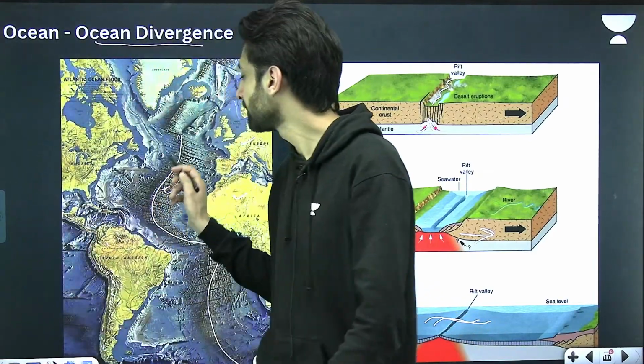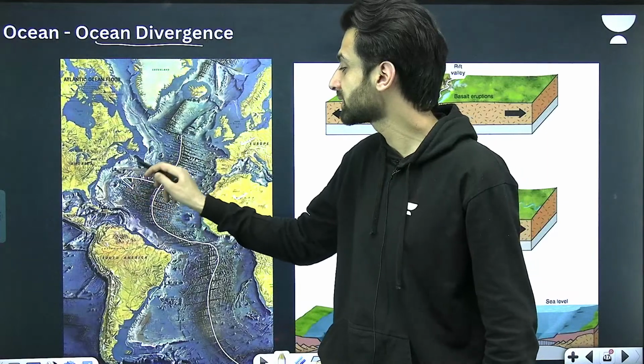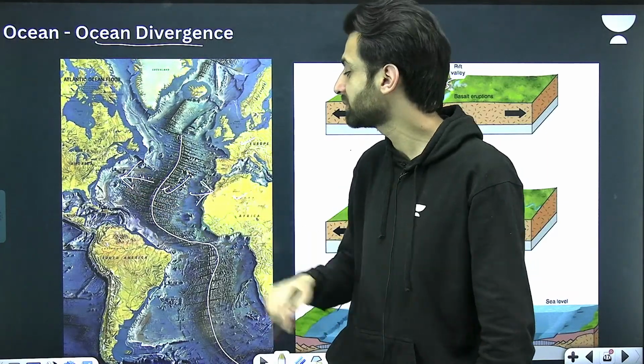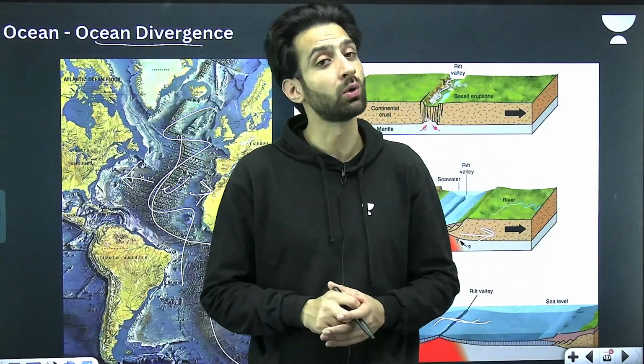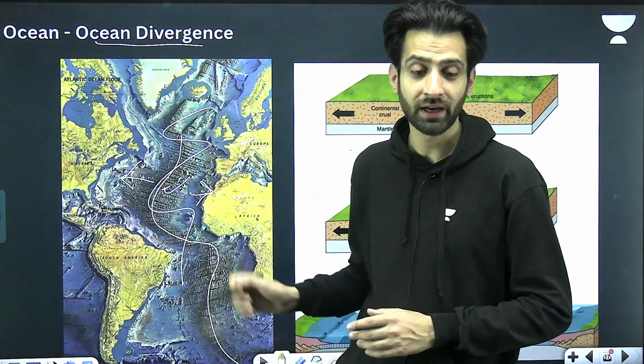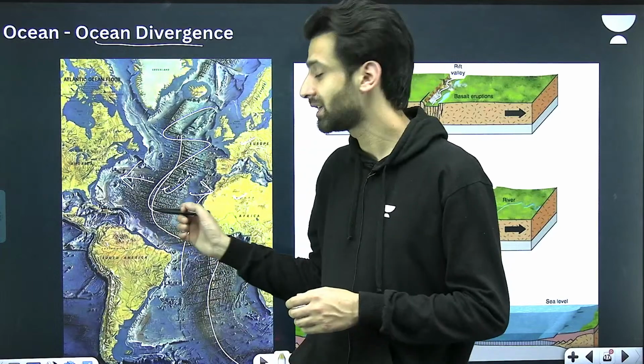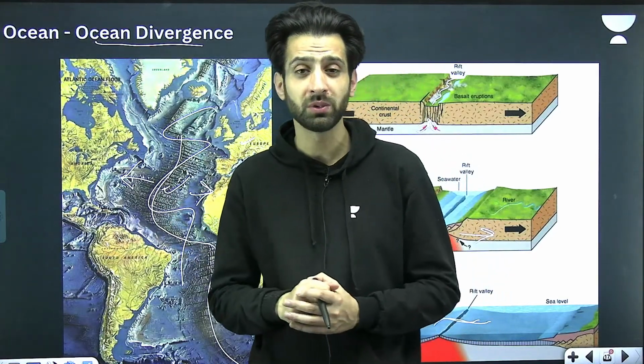As you can see here, because of the movement of this continent and this continent to these places, this is a complete sea that is called the Atlantic Ocean. So this is about the Atlantic Ocean, how the divergence works here. Then we will learn about the mountain formation as well.